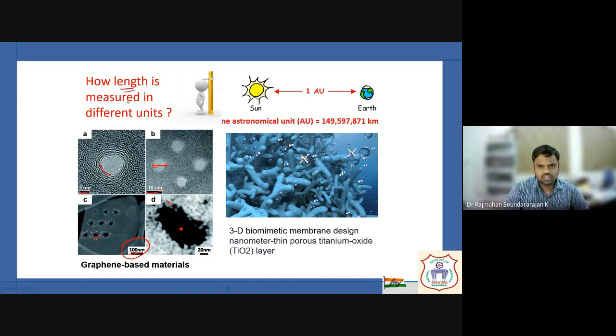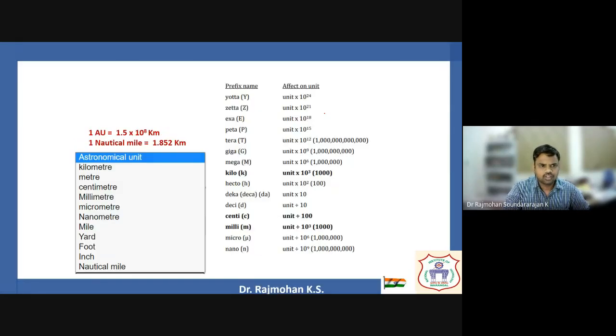And what is that 1 AU? 1 AU is around this many kilometers. 1 AU is 1.5 into 10 power 8 kilometers. 1 nautical mile is 1.852 kilometers. Different units are there: kilometer, meter, centimeter, millimeter, micrometer, nanometer. Then we have different unit systems like miles, yards, foot, inch, nautical mile.